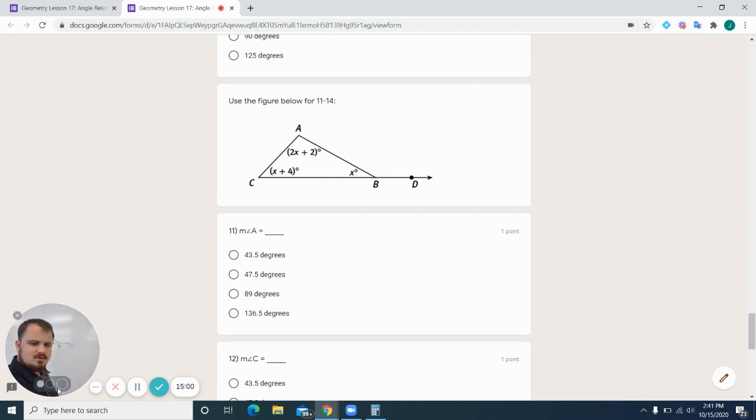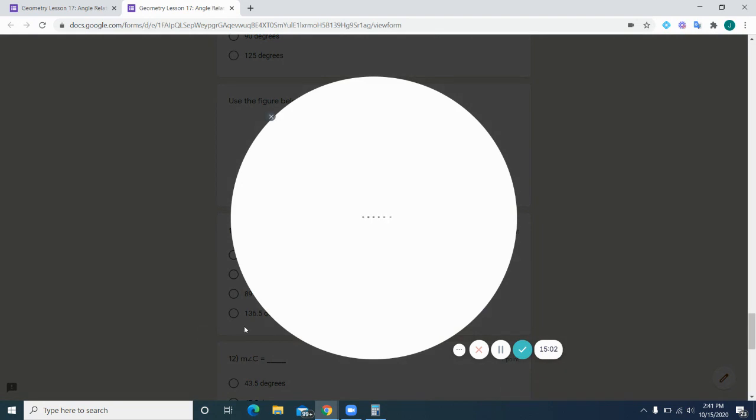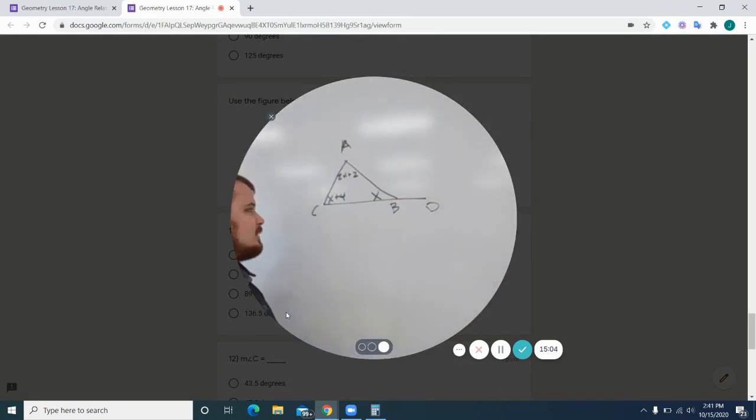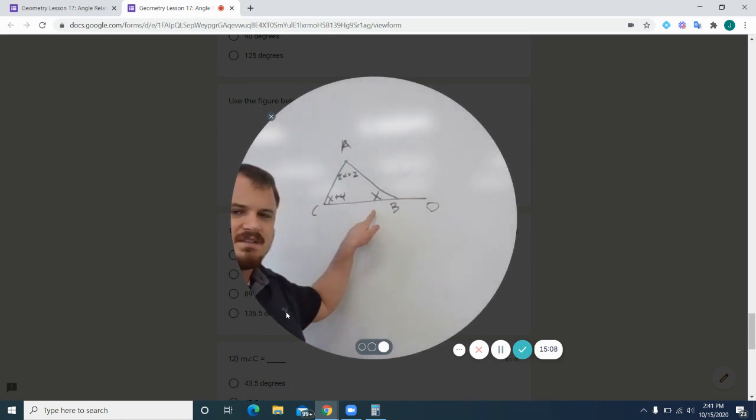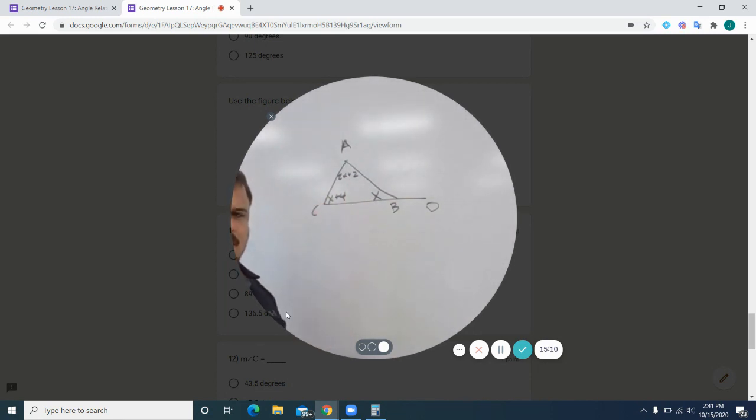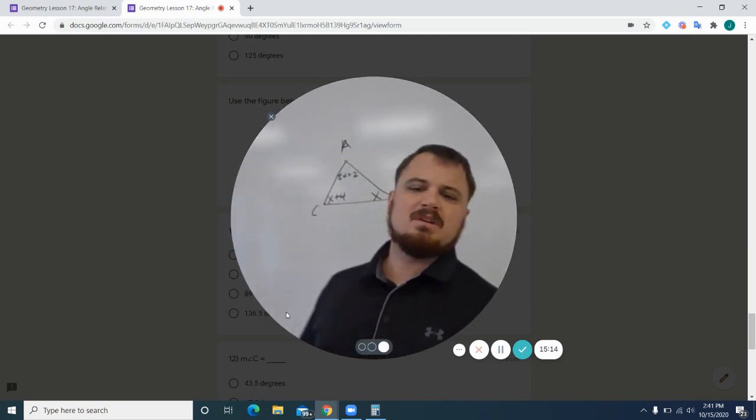So here's what I've drawn. We have 2x plus 2, we have x plus 4, we have x. I've just labeled what's on there. Now, first, it wants me to figure out angle A. So let's think about what relationships we can use.